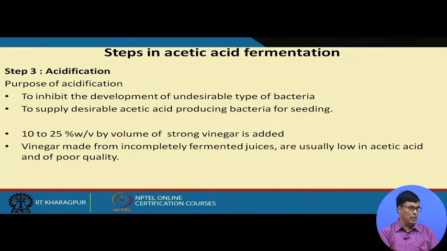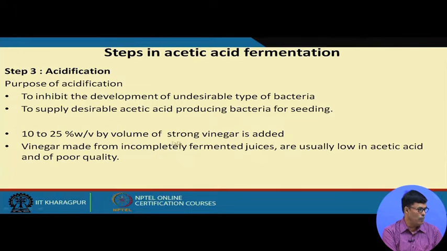We decrease the pH so that other bacteria cannot grow, and also we supply the Acetobacter aceti so that alcohol can be converted to acetic acid. 10 to 25% weight by volume of strong vinegar is added, and vinegar made from completely fermented juice is usually low in acetic acid and poor in quality. So this is very important: incomplete fermentation gives a lot of unwanted material, and that results in very poor quality vinegar. We should keep it in mind.